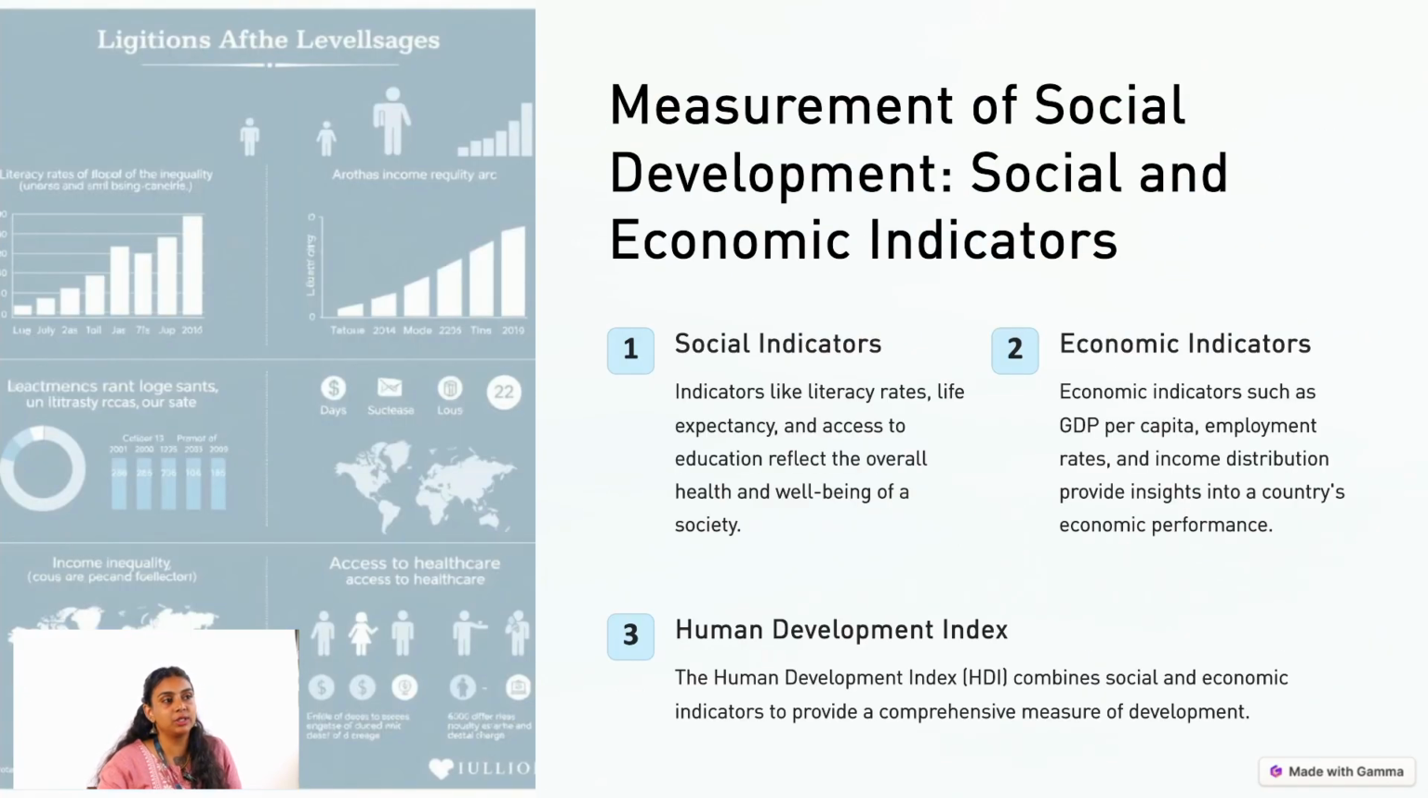What are the measurements of social development in terms of its social and economic indicators? Social indicators such as literacy rates, life expectancy, and education access gauge the well-being of Indian communities. Social workers in India work to improve these indicators by promoting literacy, advocating for better healthcare, and enhancing education accessibility, especially in rural and marginalized areas.